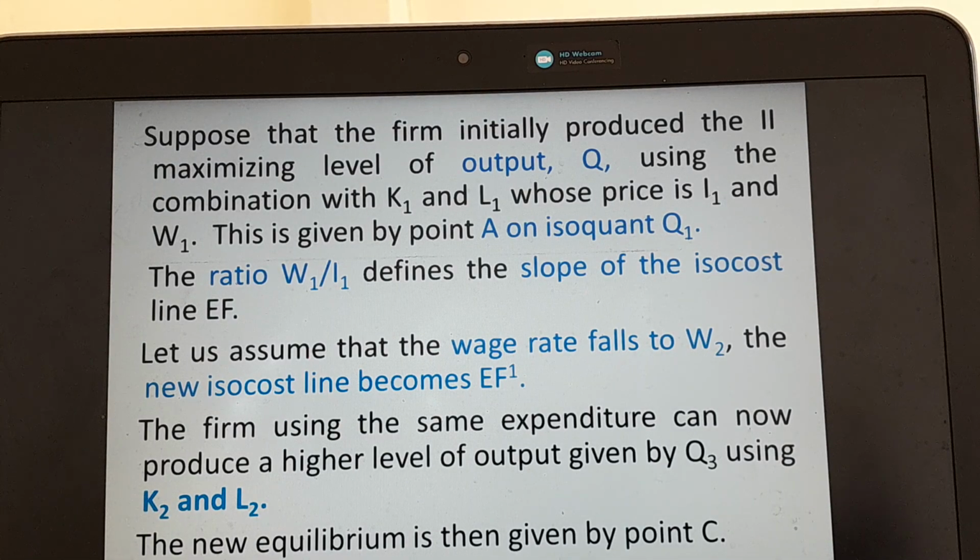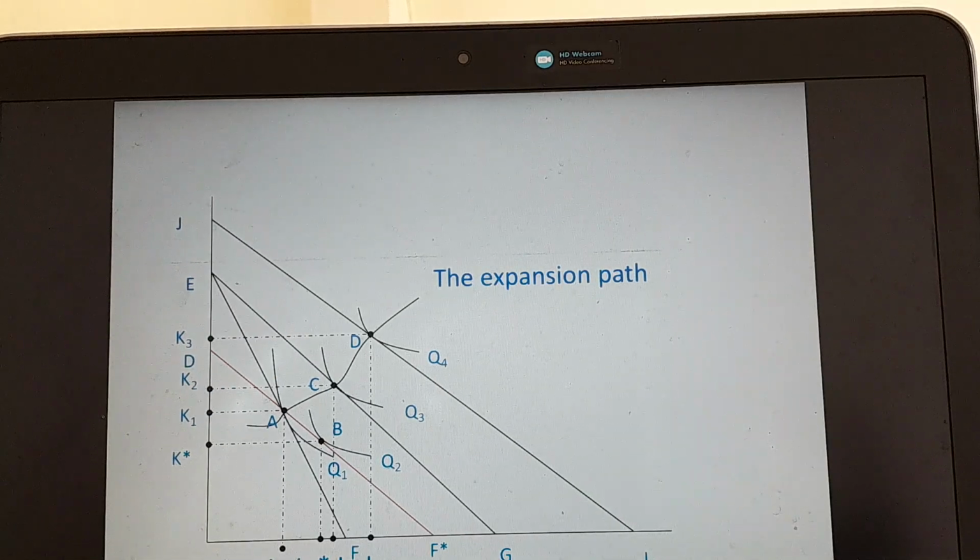Now in this case, due to the falling of the wage, now they use less amount of the capital and more amount of the labor.